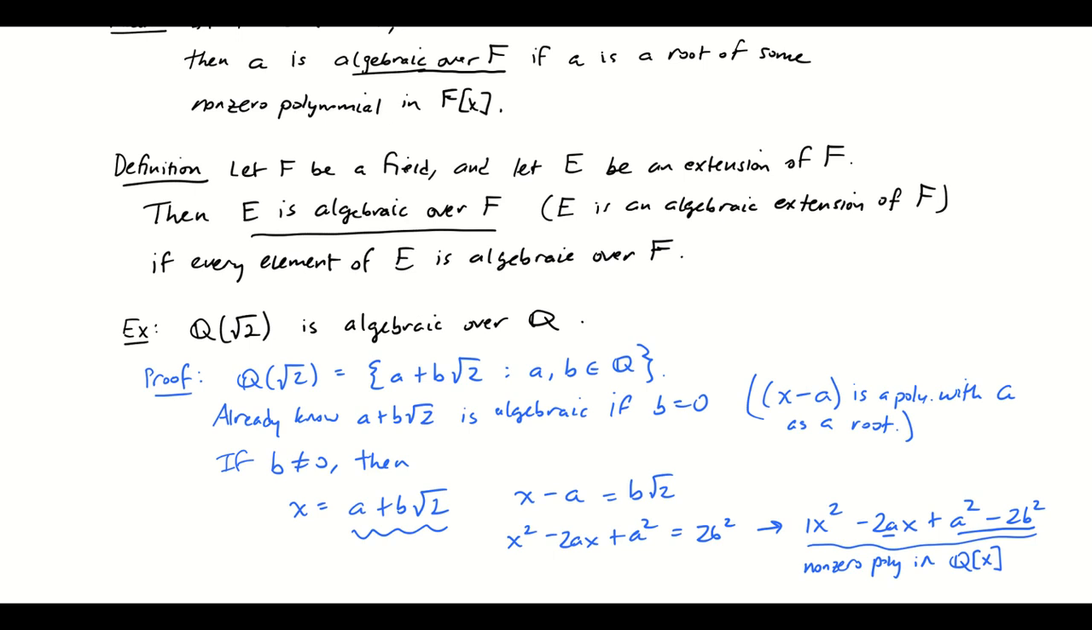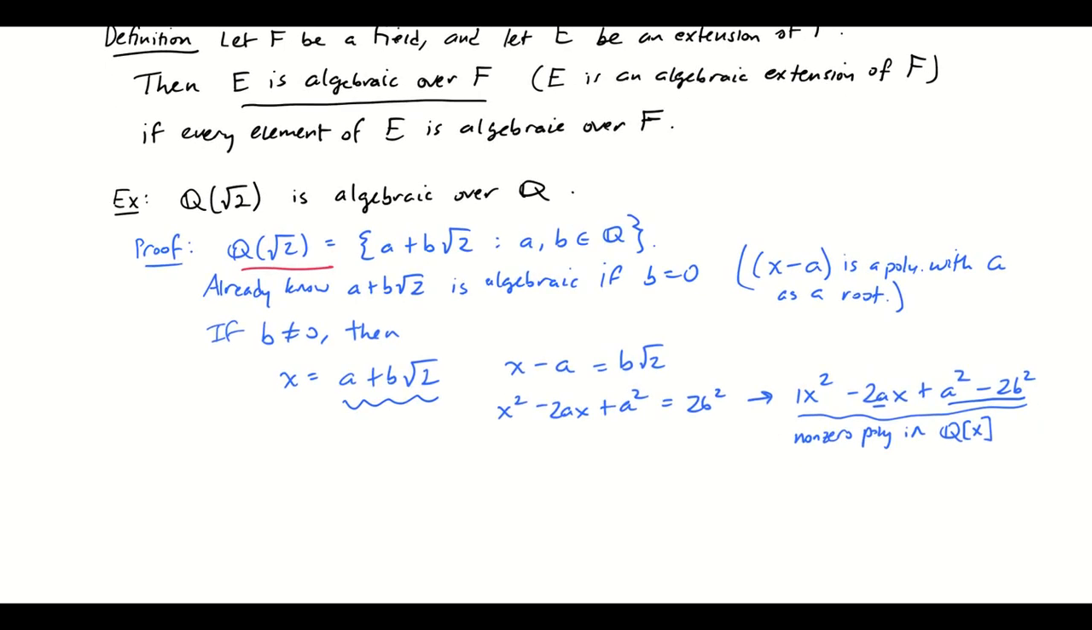And if it is a root of some polynomial, then there will be an irreducible somewhere. I'm just not necessarily claiming it's this. Okay, so anyway, that shows that every such element is algebraic over the rationals. Therefore, this field extension Q adjoin the square root of 2 is an algebraic field extension of the rationals.